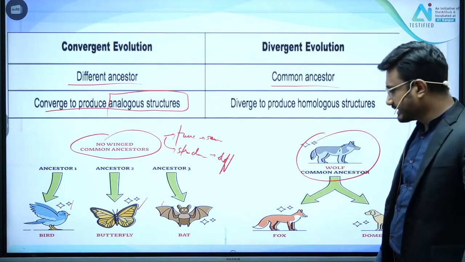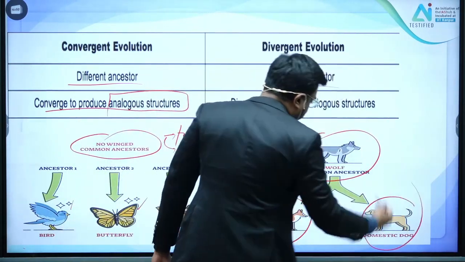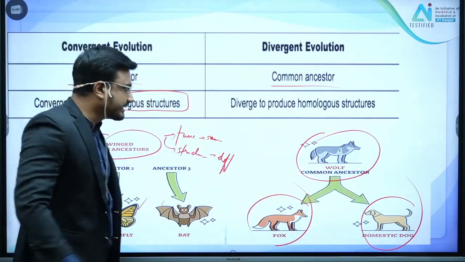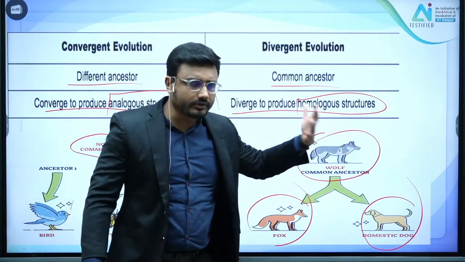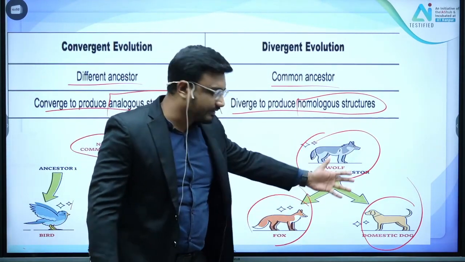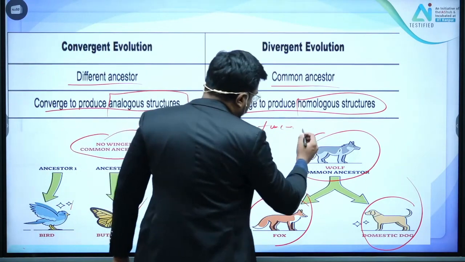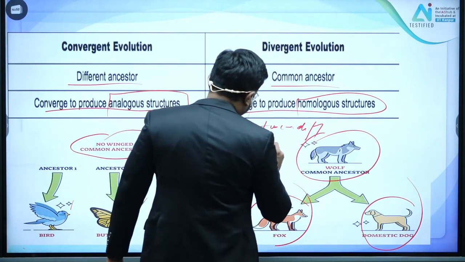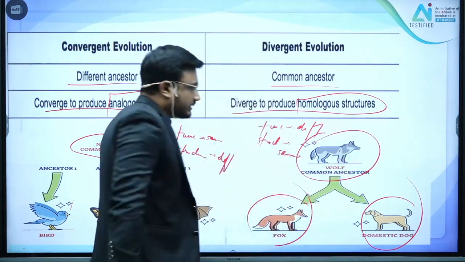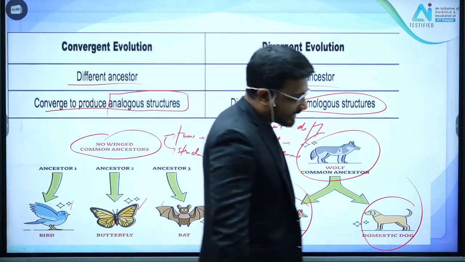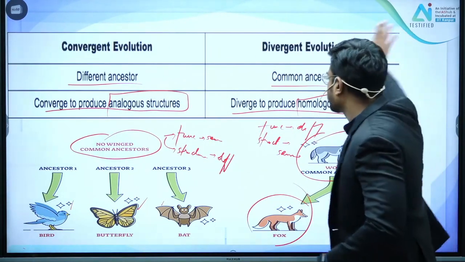But in the case of divergent evolution, we can see that morphologically they are very similar to each other, but the functions are very different. So they diverge to produce homologous structures. That is, structurally and morphologically they are quite similar, but the function is different. So that is the difference between convergent and divergent evolution. Now let us move ahead to the next concept from this chapter.